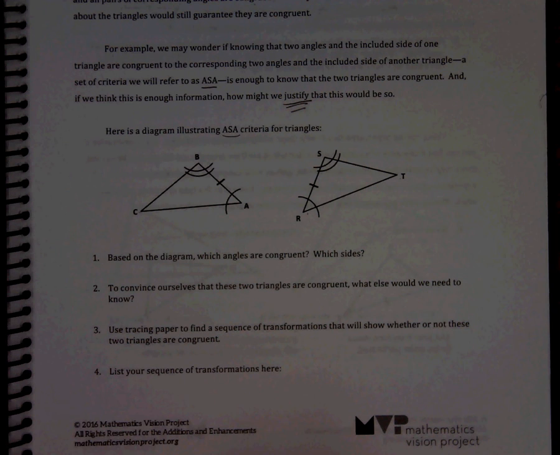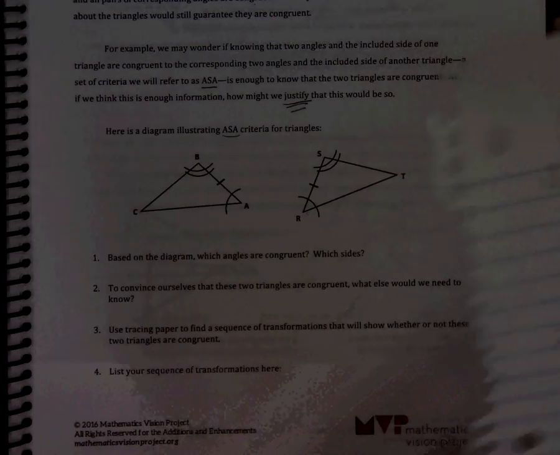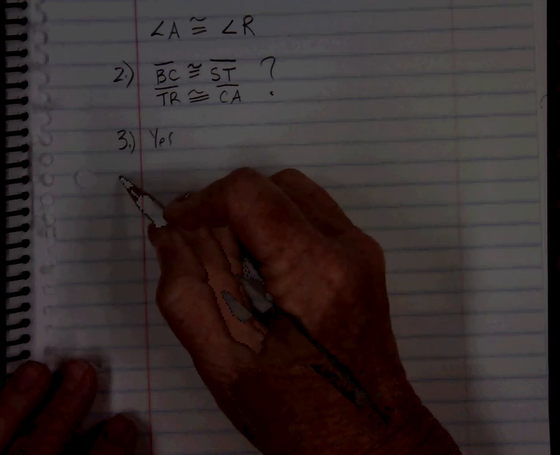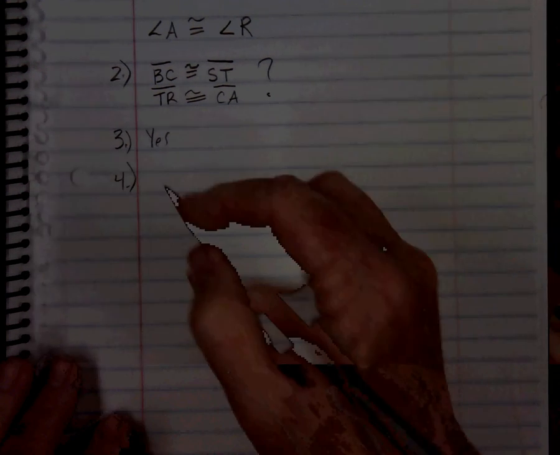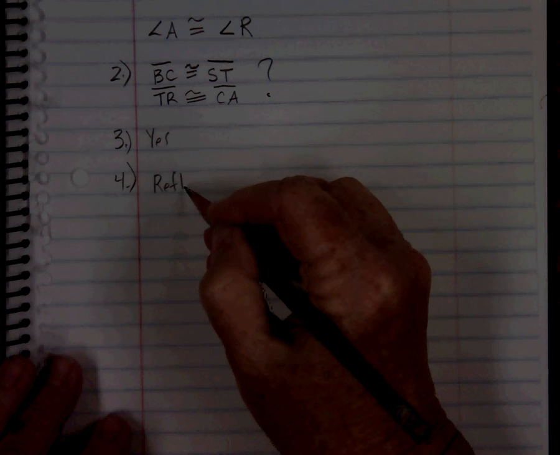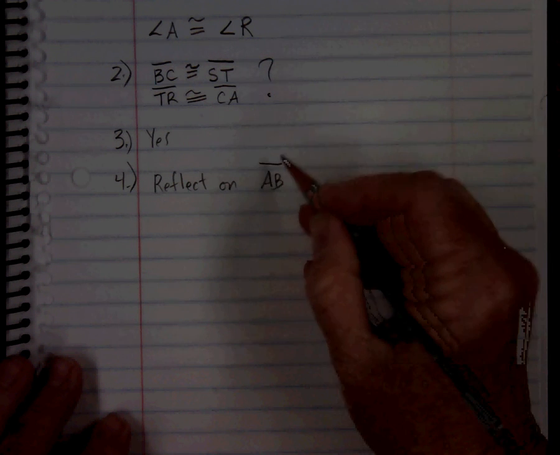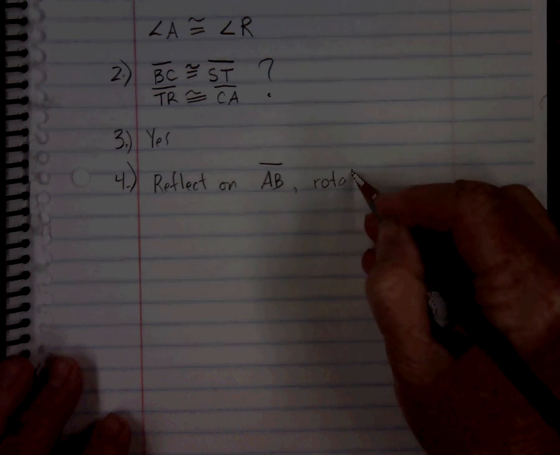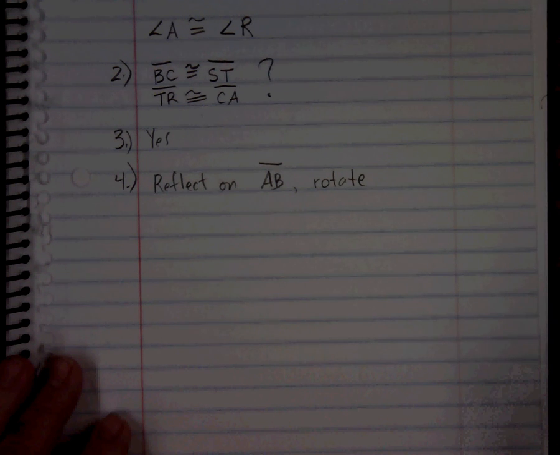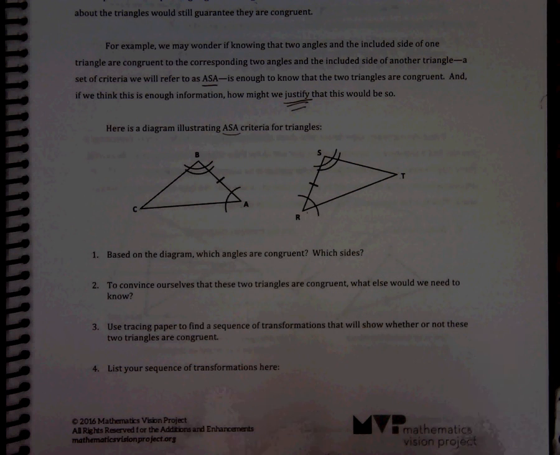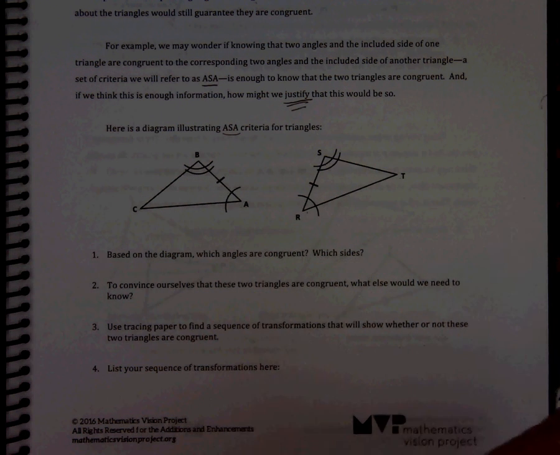List your sequence of transformations here. It says on number 4. So I'm going to say 3, yes, 4. Reflect on AB, rotate. That's enough. Since I don't have a grid, I can't tell you what point I'm rotating on, but I know there is a point. Once I flip it here.